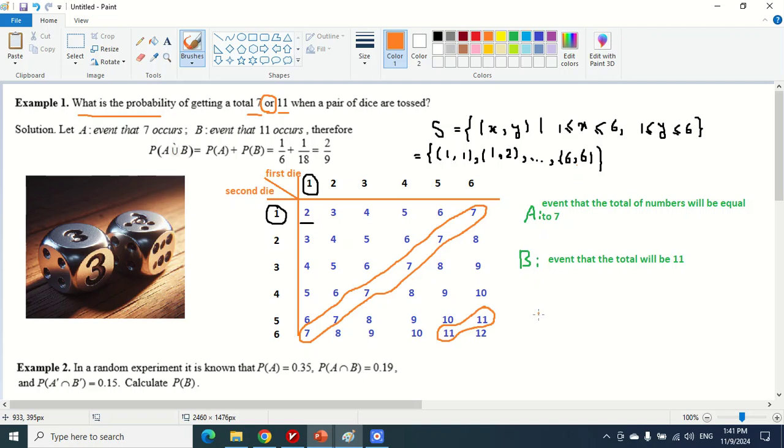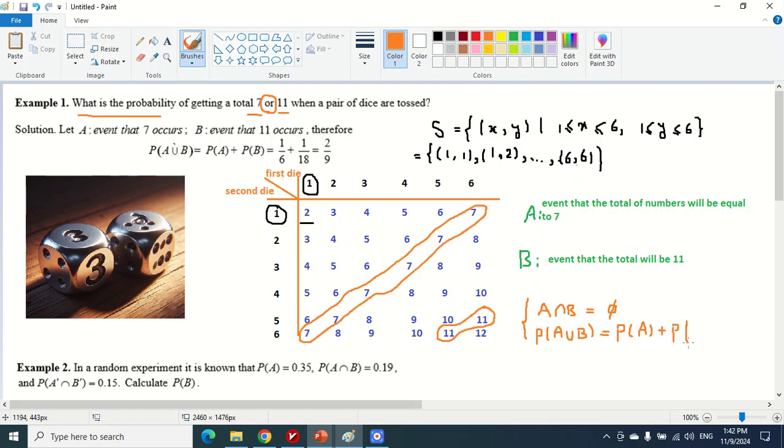First, events A and B have no intersection, because the total 11 has no intersection with a total of 7. So they are mutually exclusive. When there is no intersection between 2 events, they are mutually exclusive, then the probability of their union will be the same as the addition of their probabilities. That means the probability of A union B is equal to the probability of A plus the probability of B.